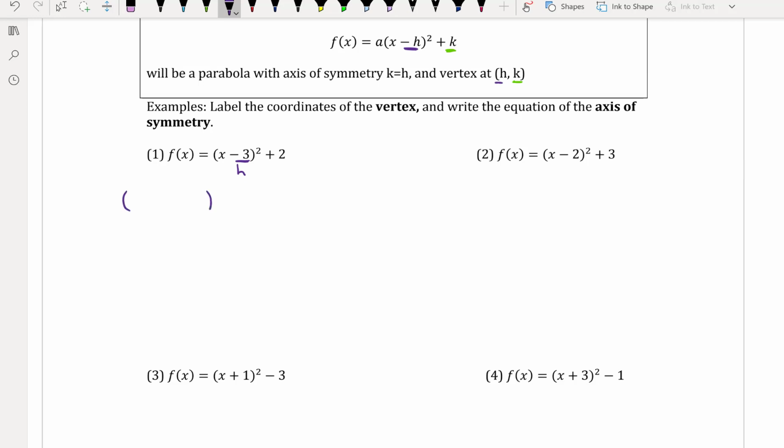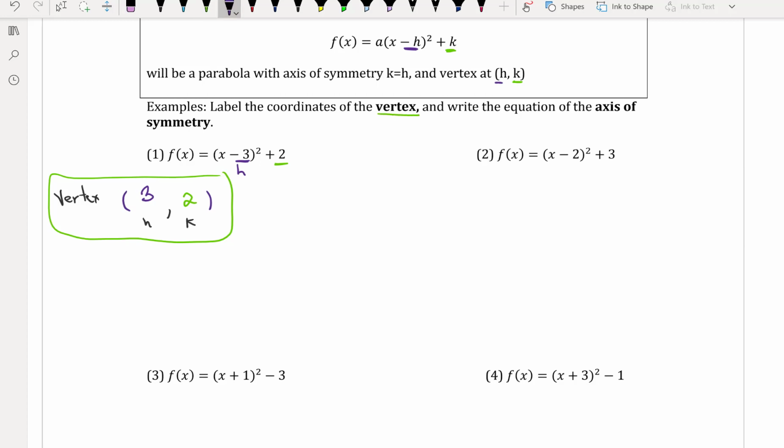So I know that I'm going to have my vertex where I have my h and my k value. Here my h value is a negative 3, so I'm going to have a positive 3. And my k value is listed as a positive 2, so it stays as a positive 2. So my vertex ends up becoming (3, 2). So I've labeled the vertex.